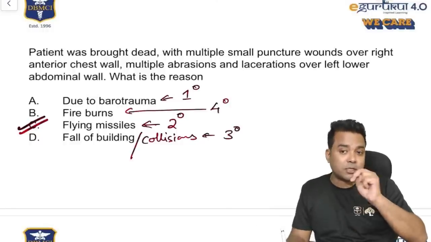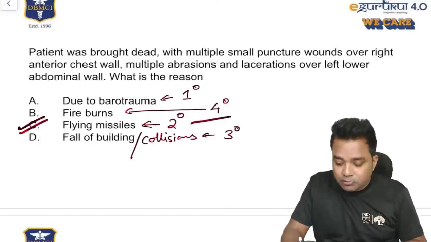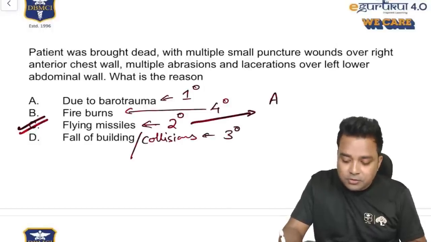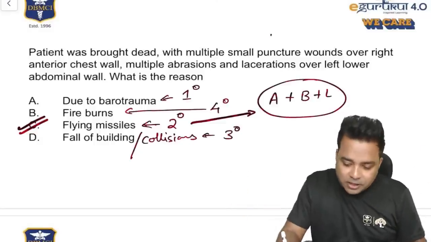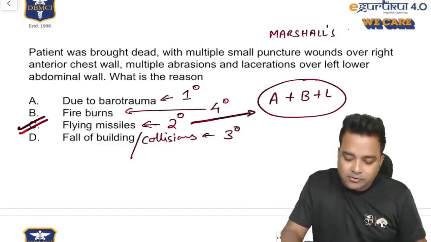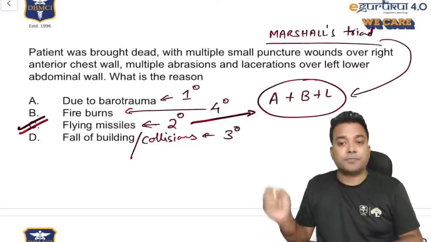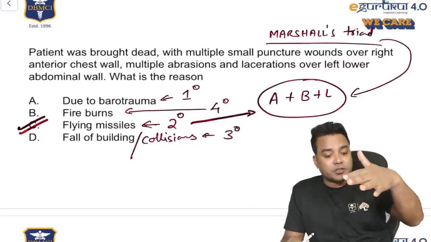In relation to secondary bomb blast injuries, always remember, due to flying missiles, what usually happens to the victims is a triad of abrasions, bruises and lacerations over different parts of the body. This was for the first time seen by Marshall and called Marshall's triad. So Marshall's triad is usually associated with which type of bomb blast injuries? Secondary. It is a triad of abrasions, bruises and lacerations.